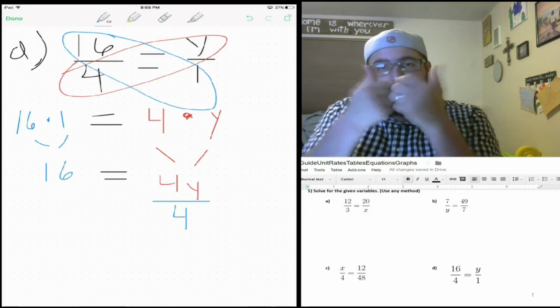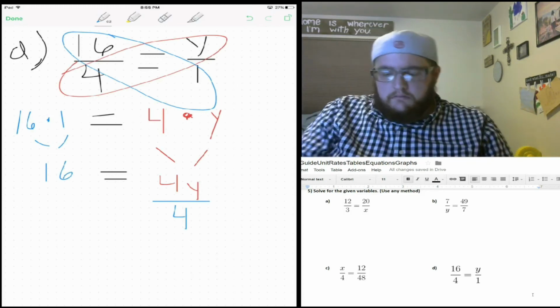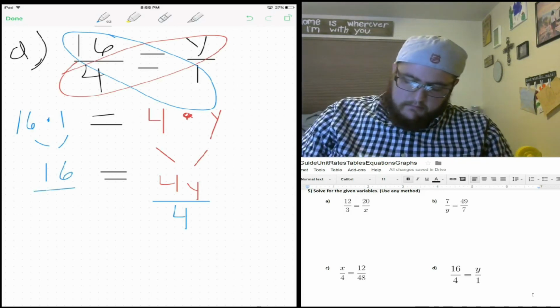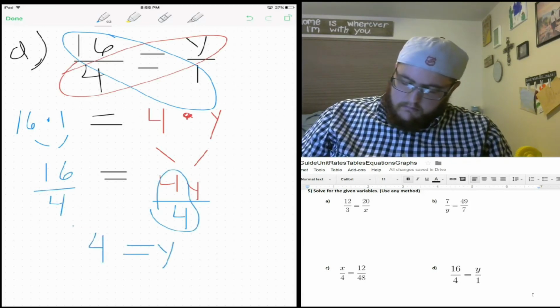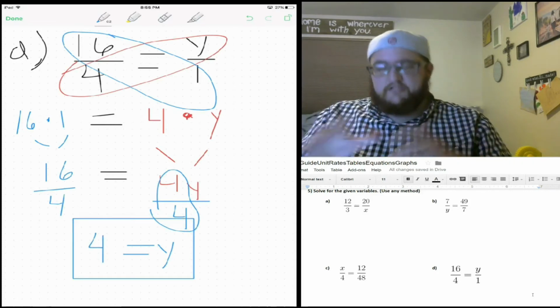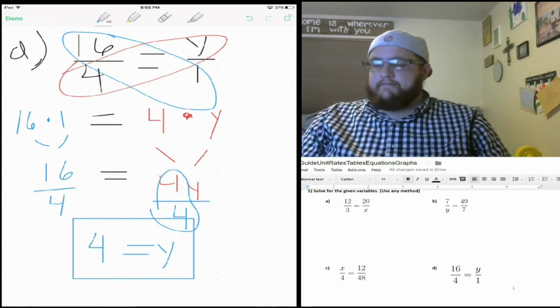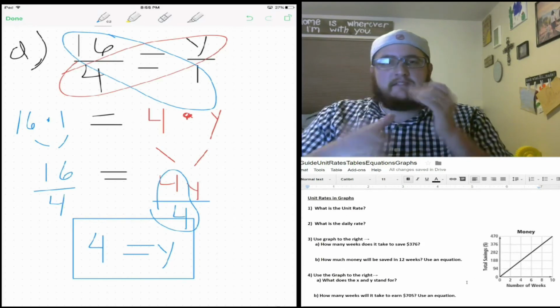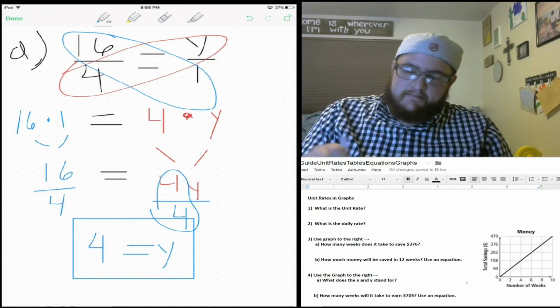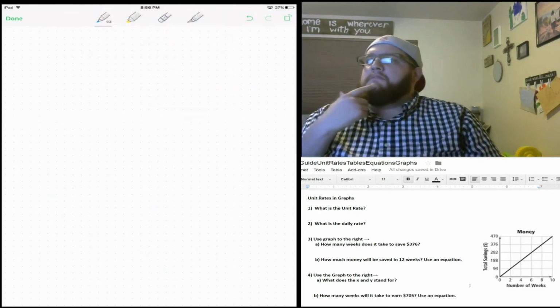Now, in order to isolate y, we'll divide both sides by 4, because remember, we're trying to get y by itself. We divide both sides by 4, since it's an equation. 4y divided by 4 is just y, and 16 divided by 4 is 4. So y equals 4. And we're done with that. The next part of our review is unit rates and graphs. I believe this is the last portion of our review.